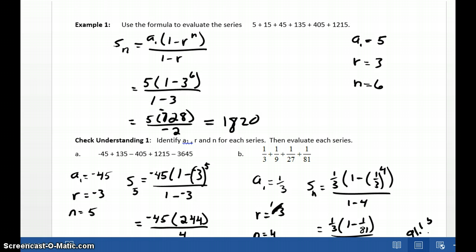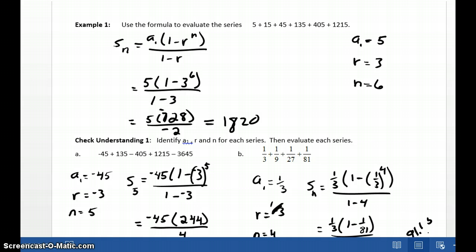Let's look at the first example to find the sum of this series. 5 plus 15 plus 45 plus 135 plus 405 plus 1,215. The first term is 5, the common ratio is 3, and we have 6 terms. We could certainly just put these values into our calculator or just add them up on a piece of paper, but we'll use the formula here.